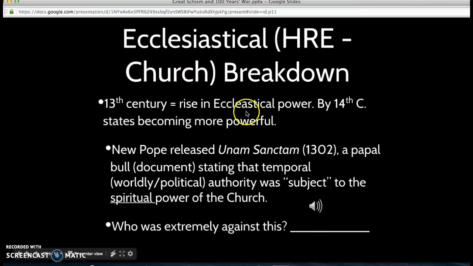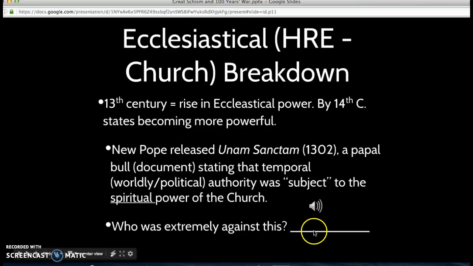Okay, so 13th century, there's a rise in church power, but by the 14th century, the states have become much more powerful, and we're going to talk about why that happened. The first event is this: the new pope releases a document. It's called Unam Sanctam, and it's called a papal bull, which is just another way to describe an official church document. And it says power should rest with the church. So political power, worldly power, should rest with the church.